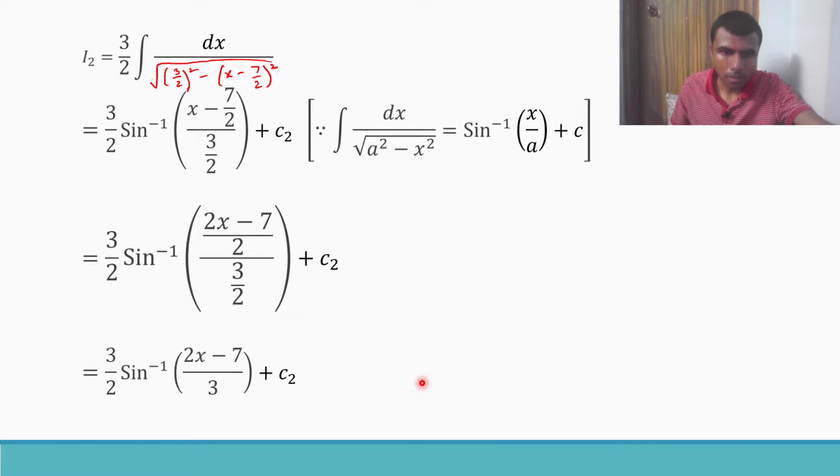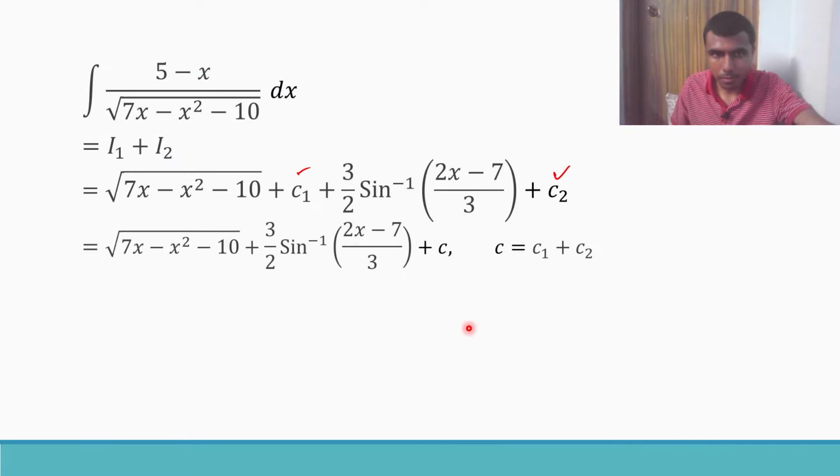Now, our final answer. See, this integration I took as I1 plus I2. One I took as I1, another I took as I2. So my final integral value is I1 plus I2. Fine. So what is our I1? This plus C1. What is my I2? 3 by 2 sin inverse of 2x minus 7 by 3 plus C2. Fine. So C1 plus C2, take it as C, and that's it. This is the answer that is given in the textbook.